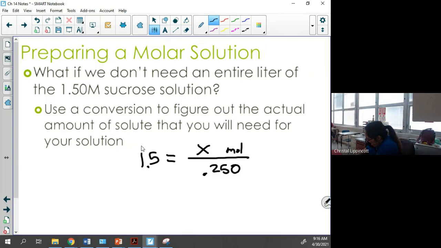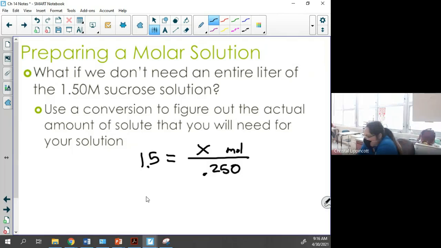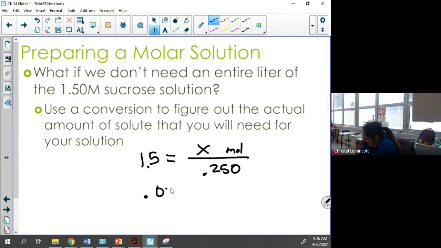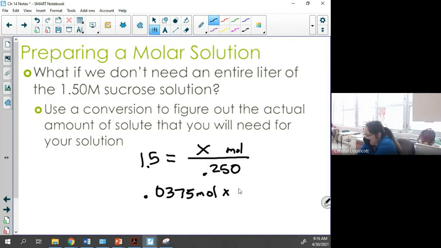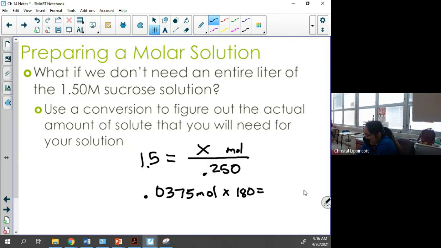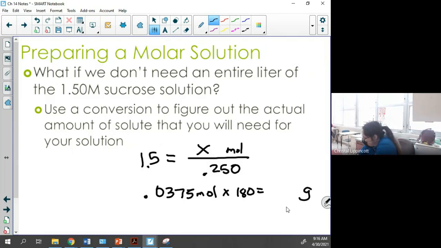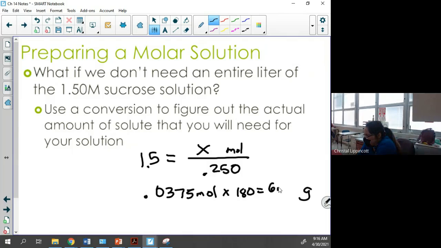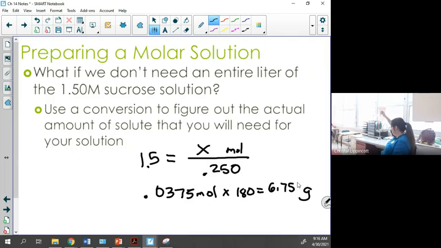So 0.25 times 0.15. Let's see if my fingers will work on this guy. So that would be 0.0375 moles of glucose. And if I multiply that by 180, that's going to give me my grams of glucose that I'm going to need. So 6.75 grams. So I'd add 6.75 grams of glucose into here, and then I'd add water until the bottom of the meniscus reaches this etched line.